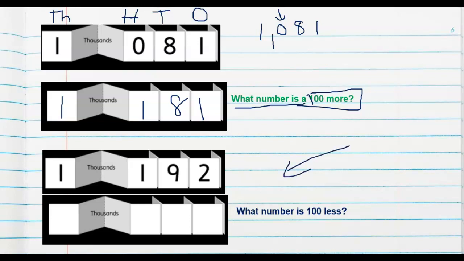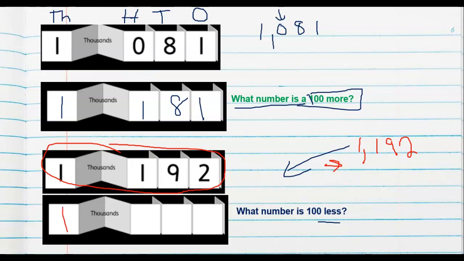All right, let's look at this one. We want to make this, what number is 100 less? So let's look at our number here. What is this number? 1,192. Everyone say that with me. 1,192. Write it in your journal. And so under it, I want you to write what you think is 100 less.